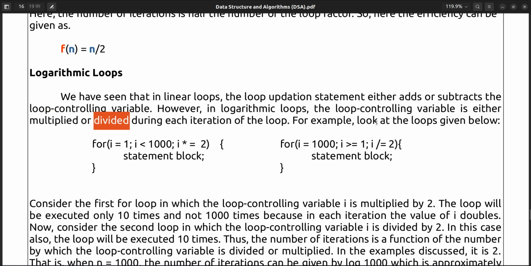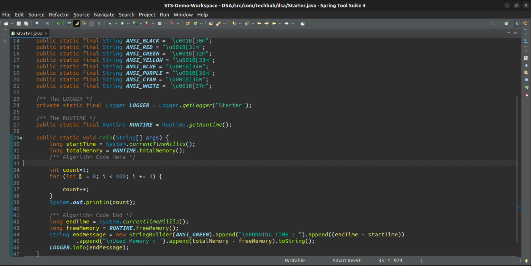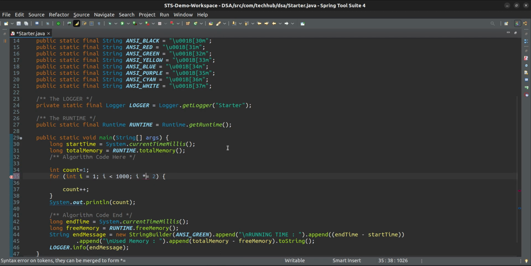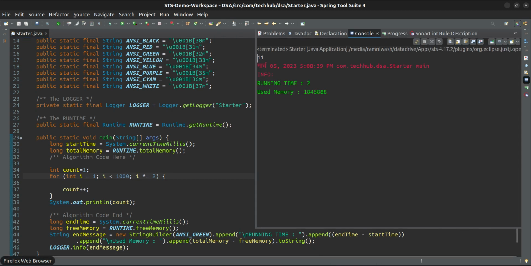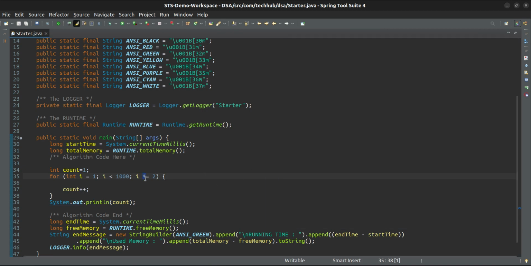For example, look at the loops given below. If you give this loop, then what will happen and how many times will it be executed? Just run and see. 11 times, only 11 times, because we are multiplying i by 2, or you can say divide by 2.